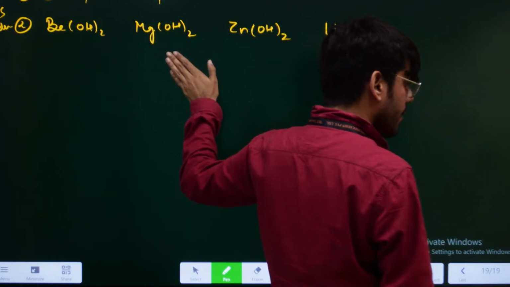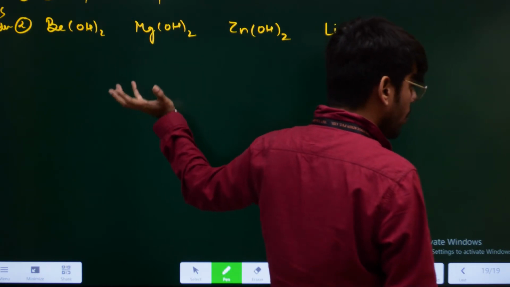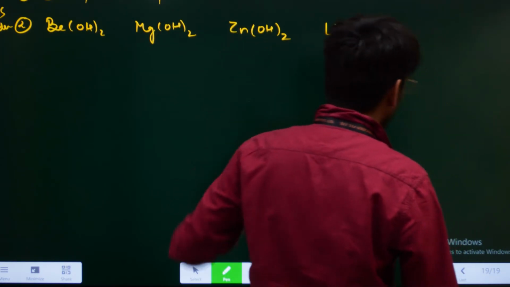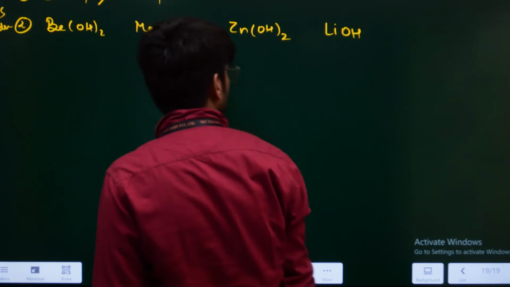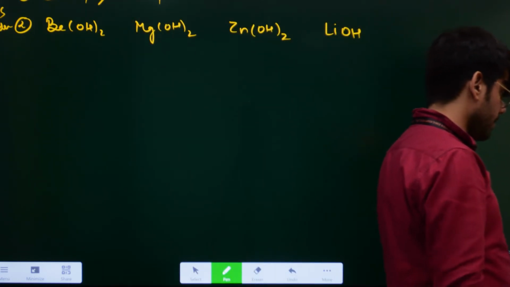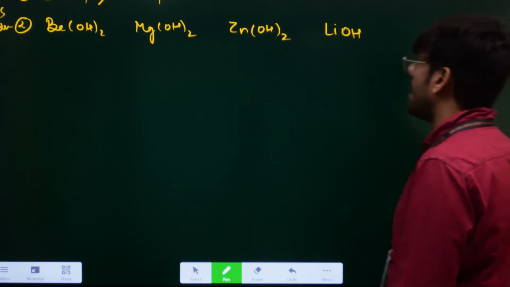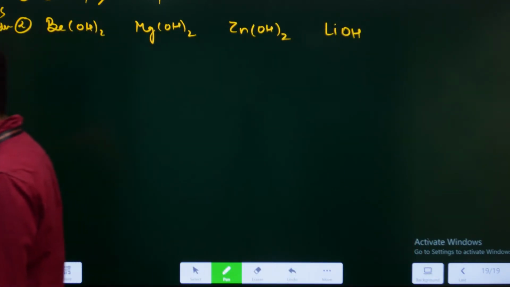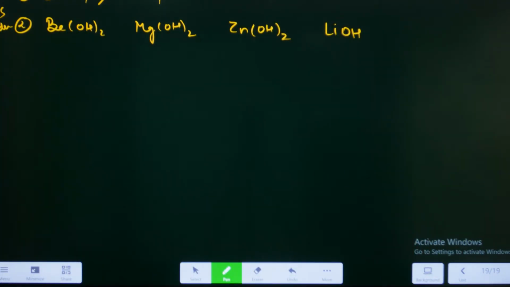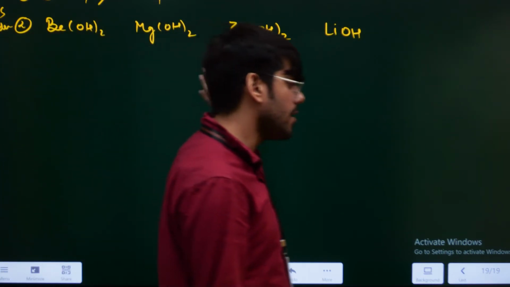ZnSO4 is having more of the covalent character. So obviously CaSO4 is having more thermal stability. Yes or no? ZnSO4 is having more of covalent character, so CaSO4 is having more of thermal stability. Now what about the second one?